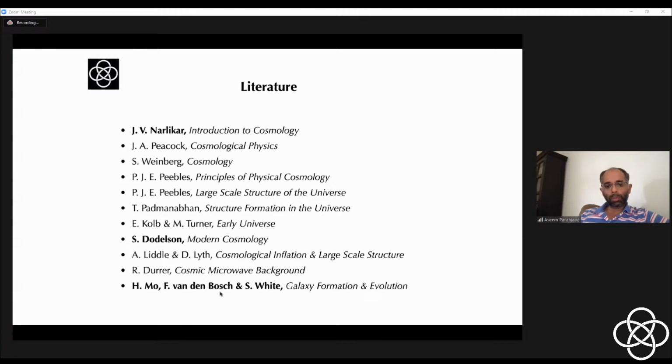And the book by Mo, van den Bosch and White is nice because it is, to date, the most up-to-date version of structure formation, galaxy formation, and these topics. And these authors in particular, Houjun Mo, Frank van den Bosch, and especially Simon White, have, either individually or in collaboration, worked on almost every conceivable topic in this particular field. So this is a book worth having. These other 2 books are very nice as introductory material for basic cosmology, as in the case of Narlikar, and for early structure formation, as in the case of Dodelson's book.